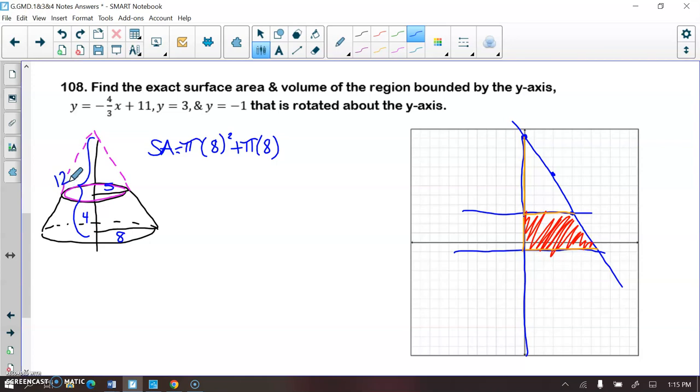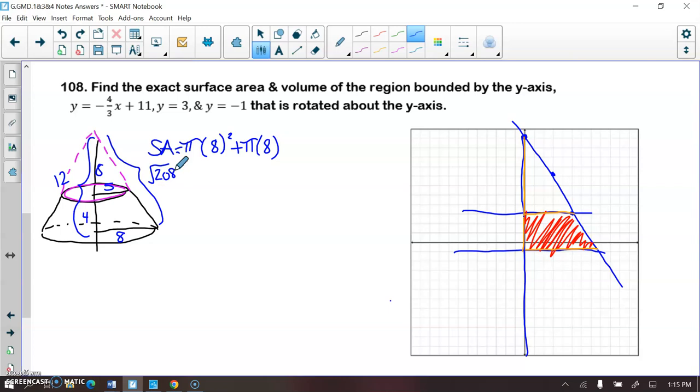Which means the height of the small cone is 8. So now I have enough information to help me find my slant height. If I use the right triangle with the 12 and the 8, I would wind up with my slant height being the square root of 208, which we are going to need to simplify.